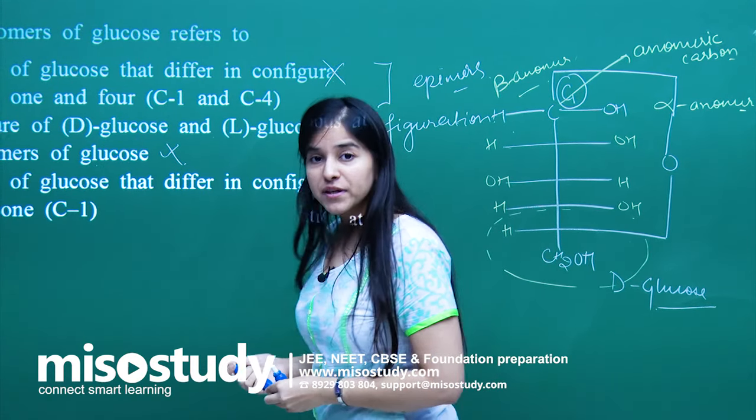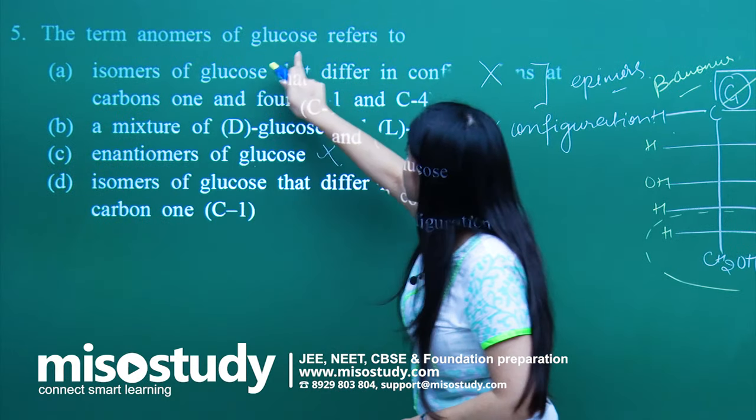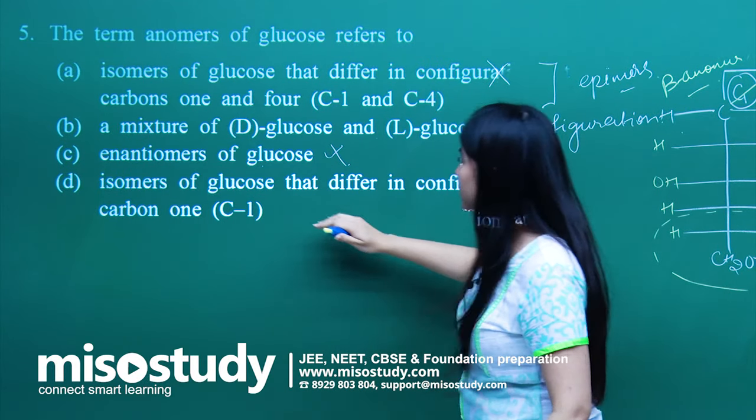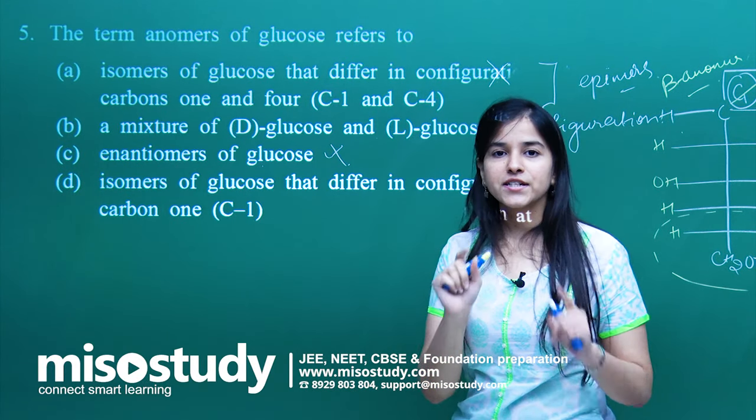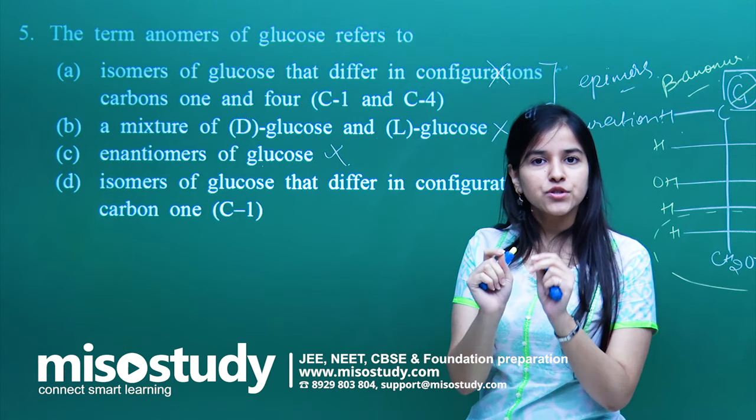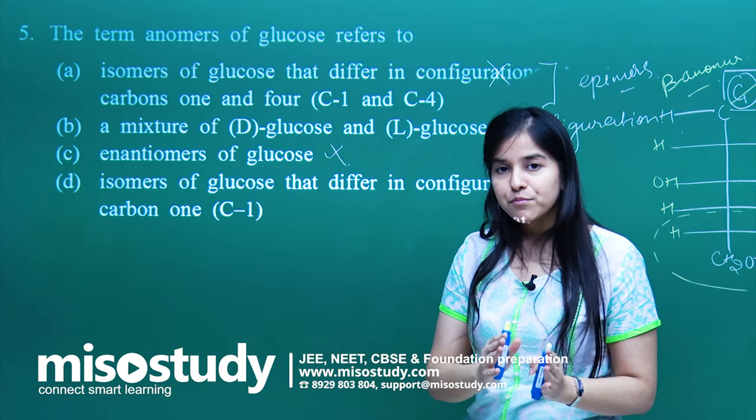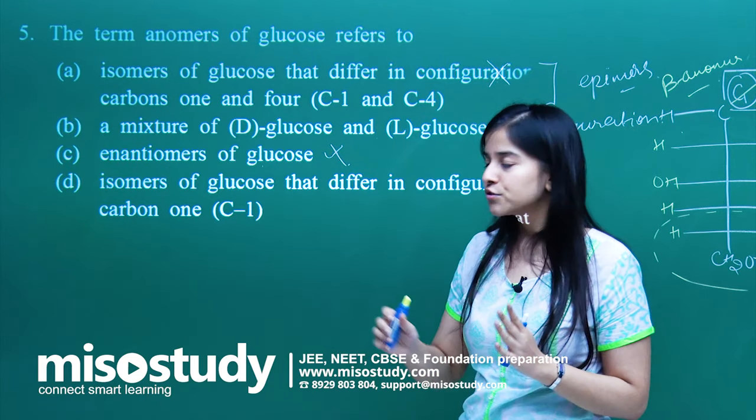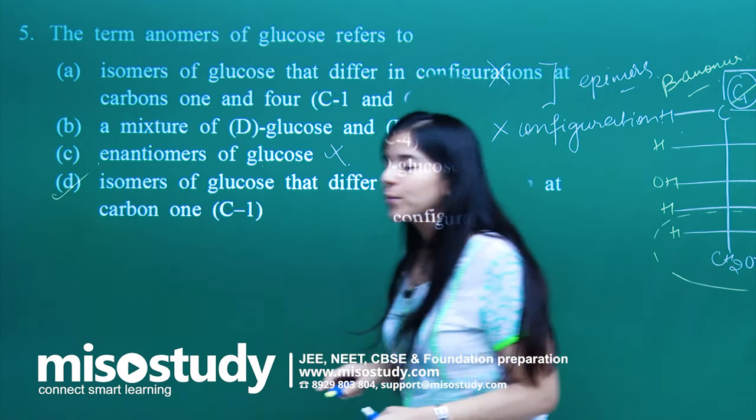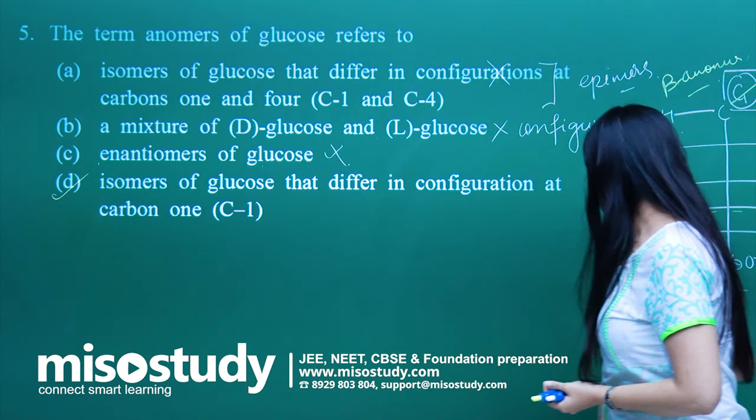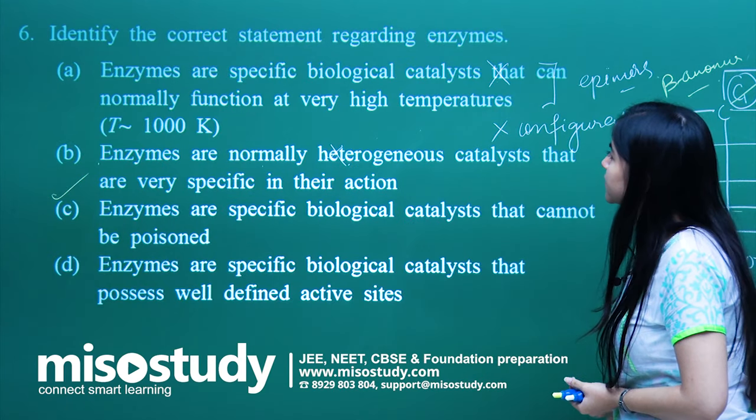So that is related to the anomeric carbons that we have. I hope everybody is getting me. The term anomers of glucose refers to the isomers of glucose that differ in the configuration at carbon number 1. It will always be carbon number 1 for anomeric carbons. For epimers, it could be different. So that is the difference. So I hope everybody has got the answer right. Let's just move on to the next question. What do we have?